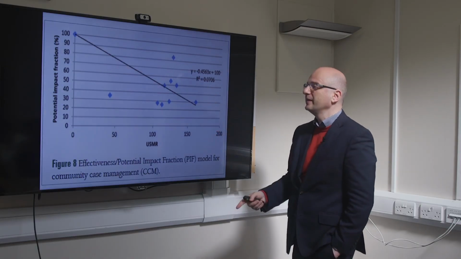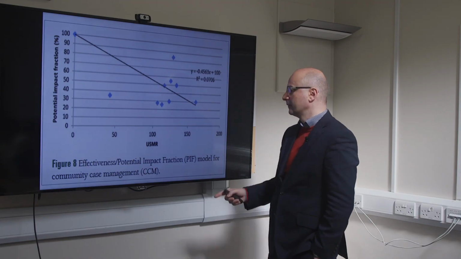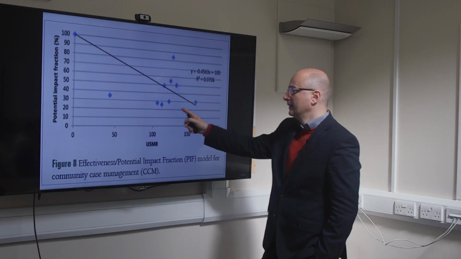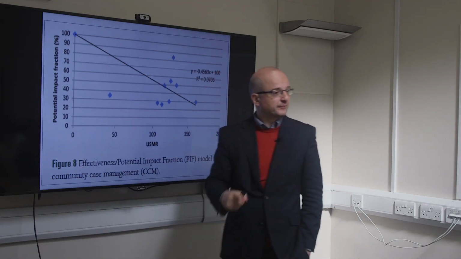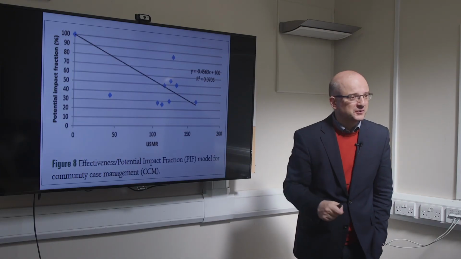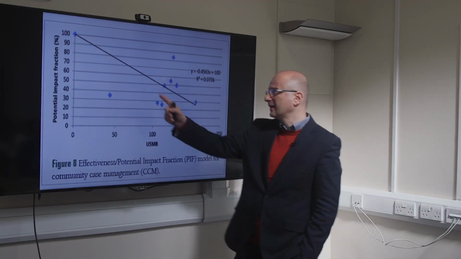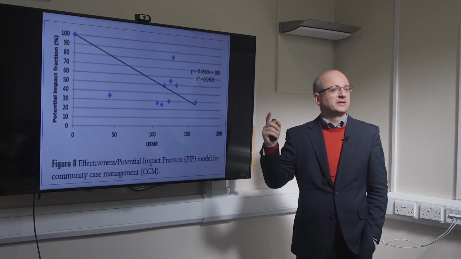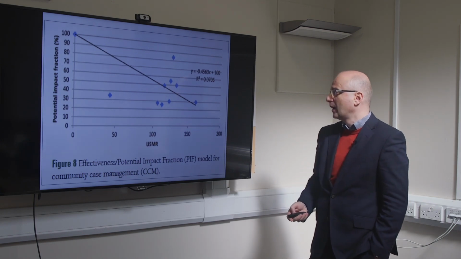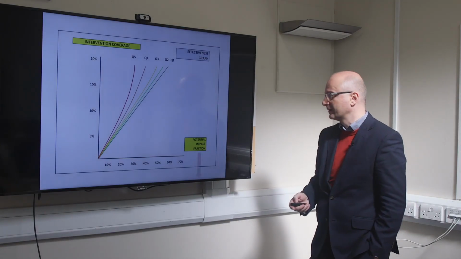And basically this is what we feel. We feel that if you are reaching levels of under 5 mortality rate of about 160 per 1,000 live births, that means that the quality of your community case management drops to having effectiveness of only 20% rather than 80% that it should have, or even 100% if everything is ideal, right? So this is the line we used for this graph.